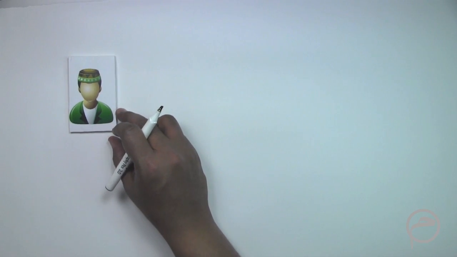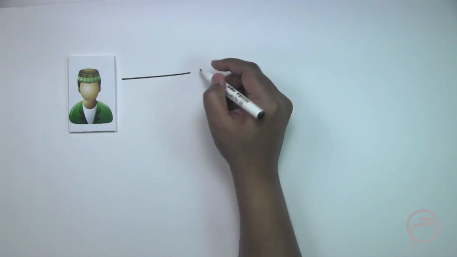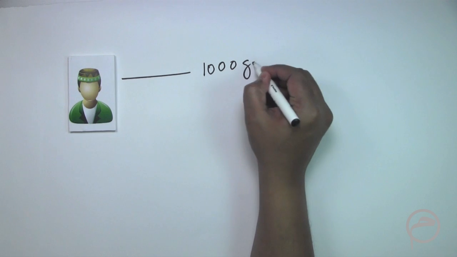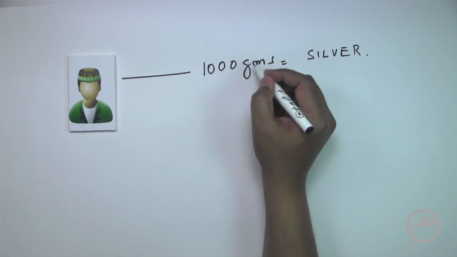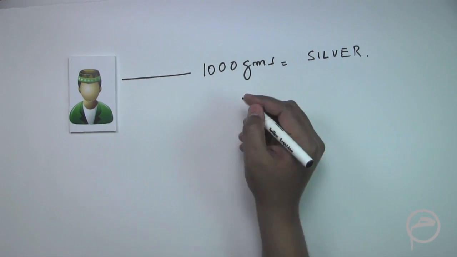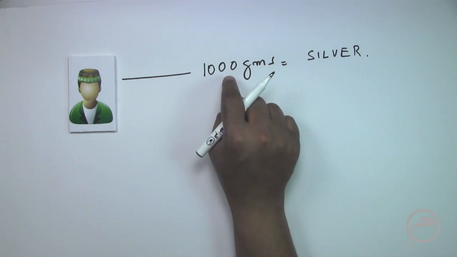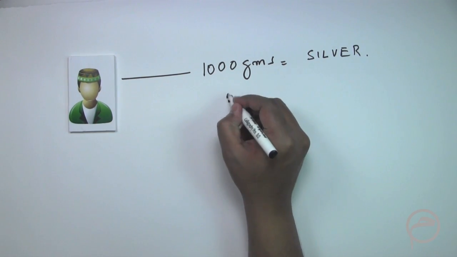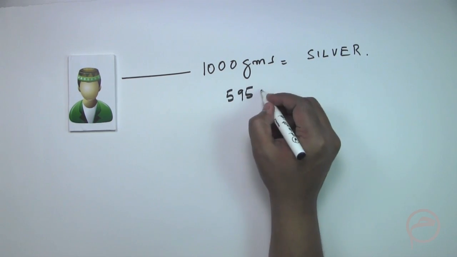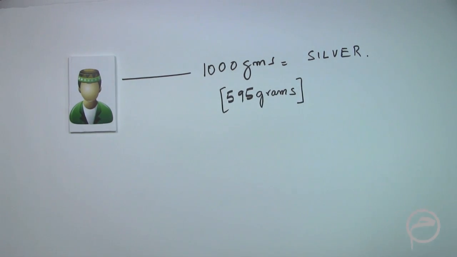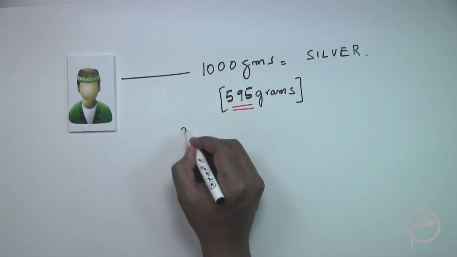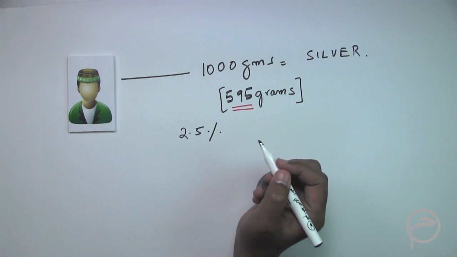So now if this person has thousand grams of silver, what was the basic requirement if the person has silver? What was the limit? The limit was 595. So if any person has more than 595 grams of silver, then that person has to pay zakat on silver. And if he is using the lunar calendar, then the percentage which the person has to pay is 2.5%.